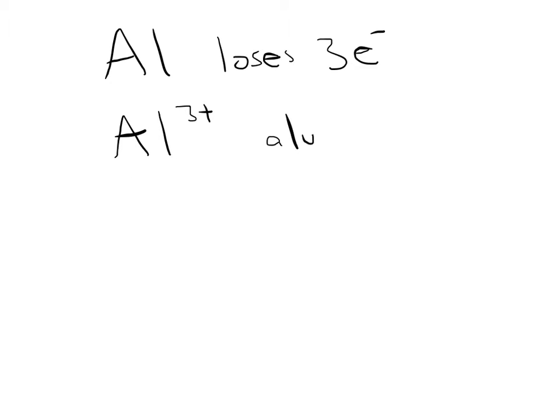Alright, now let's take a look at aluminum. When aluminum forms an ion, it loses 3 electrons. So it's going to become aluminum 3+. Is this a cation or an anion? Remember, the plus is cation. It's a positive ion. And its name would be still aluminum ion. If it's a positively charged ion, if it's a cation, the name is still just the name of the atom, the name of the element.